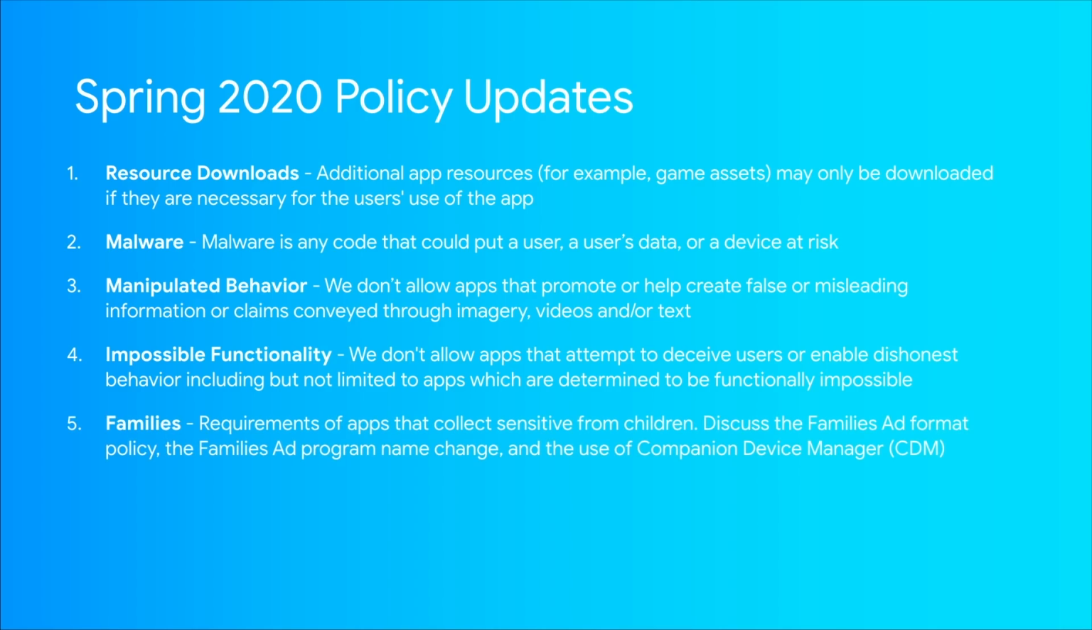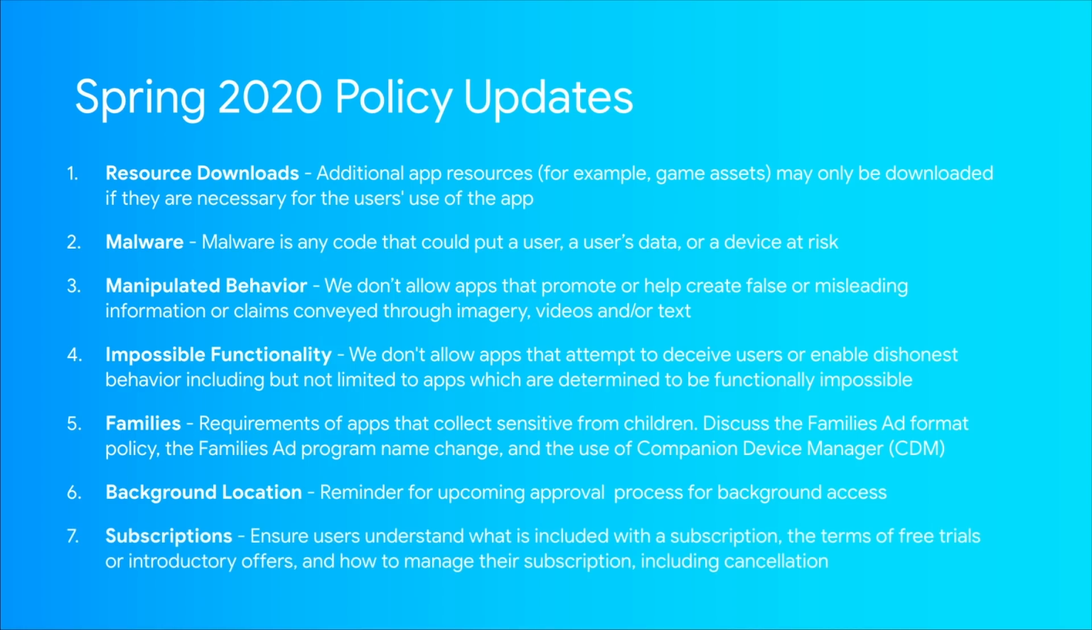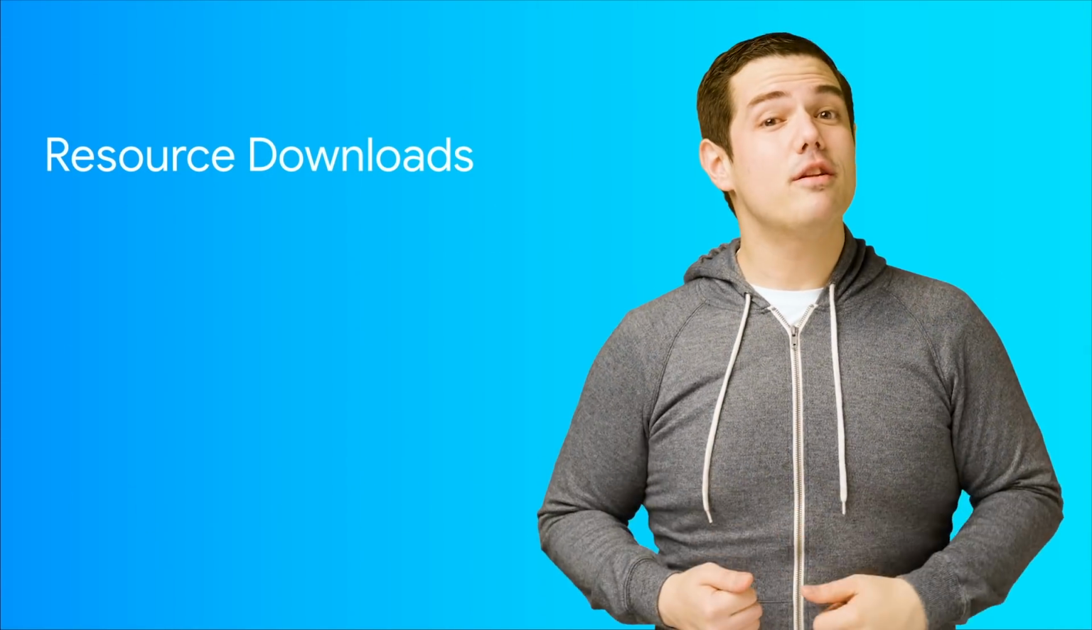Families will require requirements of apps that collect sensitive data from children. Discuss the Families Ad Format policy, the Families Ads program name change, and the use of the Companion Device Manager. Background location, and a reminder of the upcoming approval process for apps that want background access, and subscriptions, to ensure users understand what is included with a subscription, the terms of free trials or introductory offers, and how to manage their subscription, including cancellation.